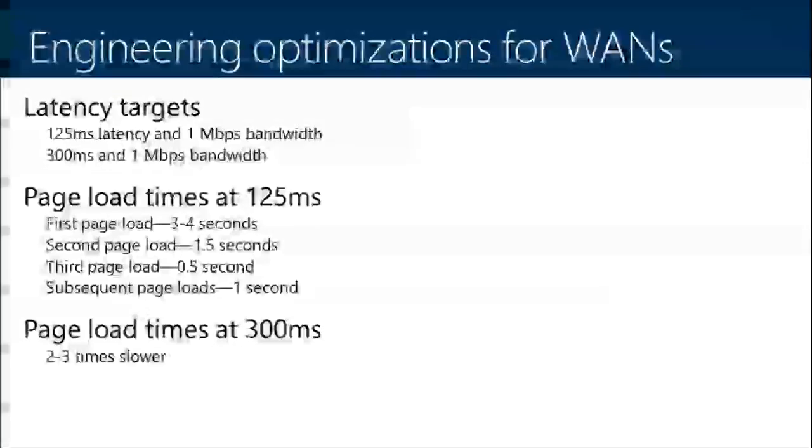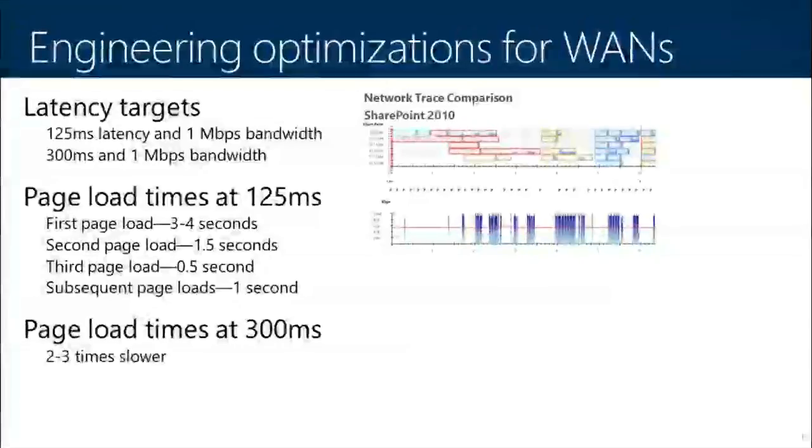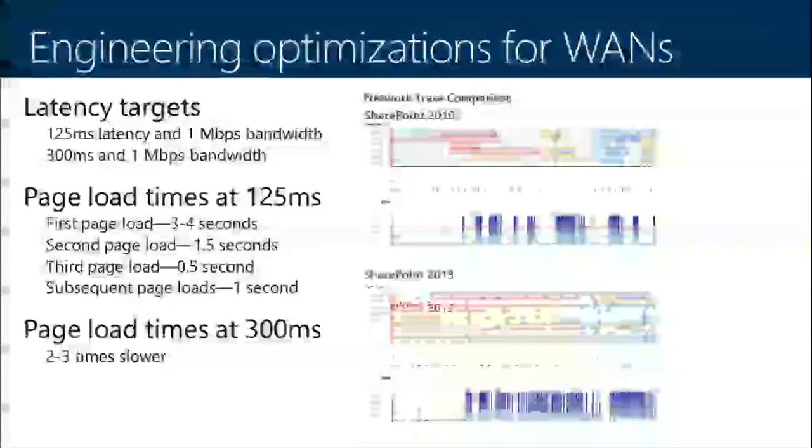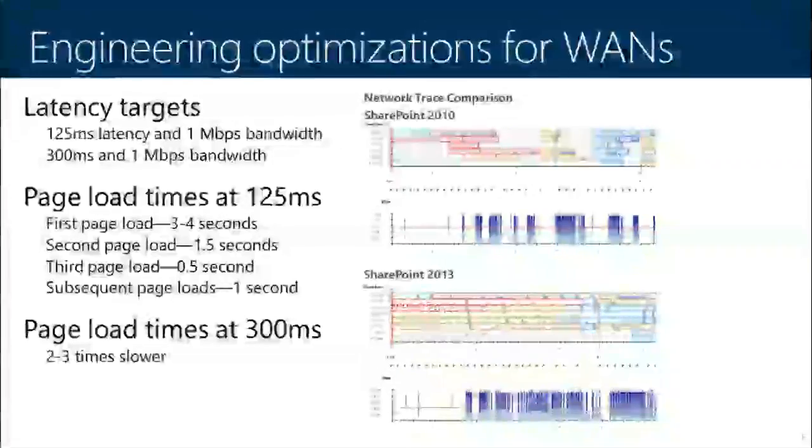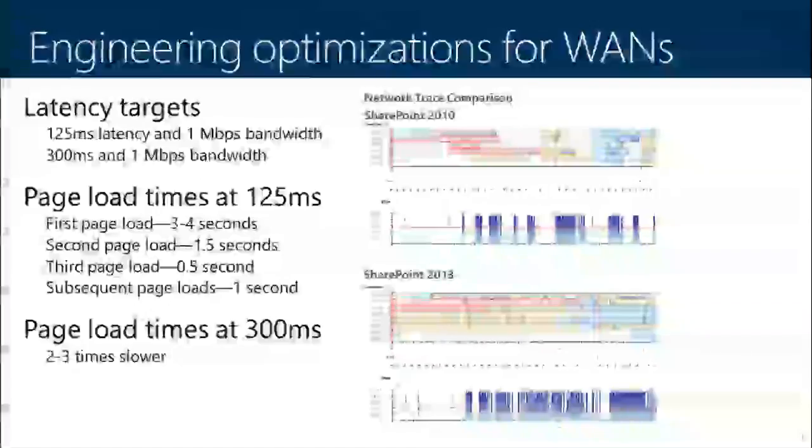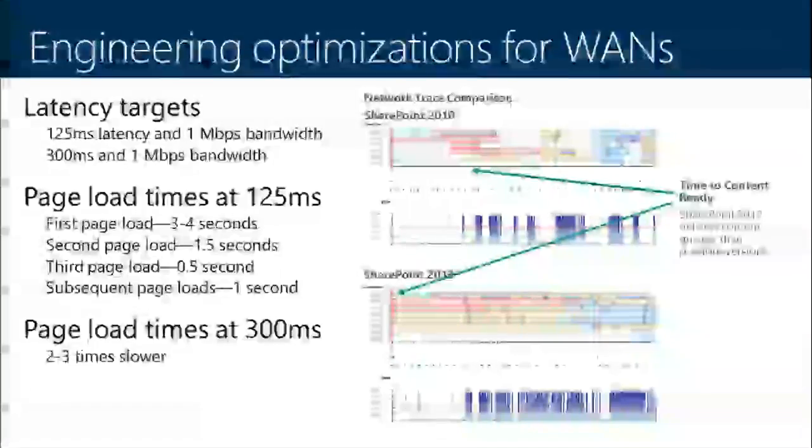So to show that in a graphical format, the chart you're seeing here at the top is a SharePoint 2010 Visual Round Trip Analyzer capture, and it's based on a NetMon capture from the client side. On the bottom is a SharePoint 2013 capture of the same sort of activity. This activity was the download of a large file over those links. What you'll notice is that the time to content ready is much quicker for SharePoint 2013. Right? So this is part of the engineering improvement for better utilization of your WAN links.